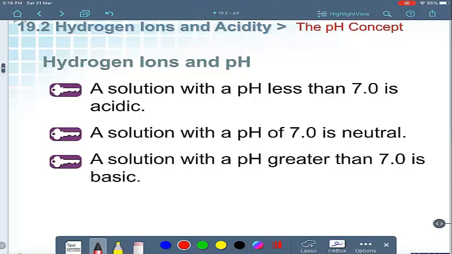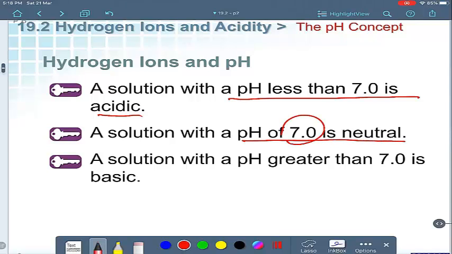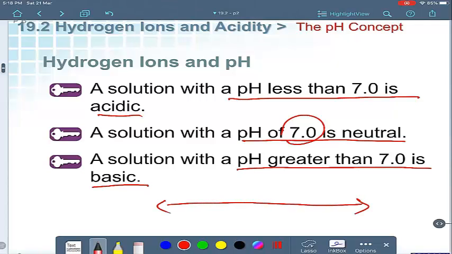As I said, a solution with pH less than 7 is acidic. A solution with pH exactly 7 is neutral. But a solution with pH greater than 7 is basic. You remember that? I will do it again very quickly. If it's 7 here, and we're talking about pH now, if it's less than 7, it means acidic. If it's greater than 7, it means basic, on a scale up to 14.